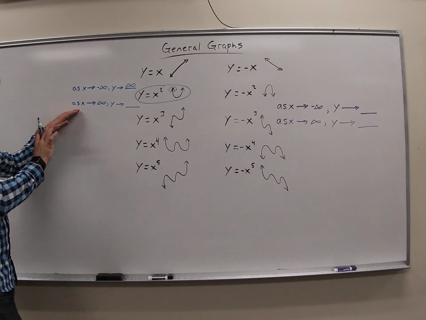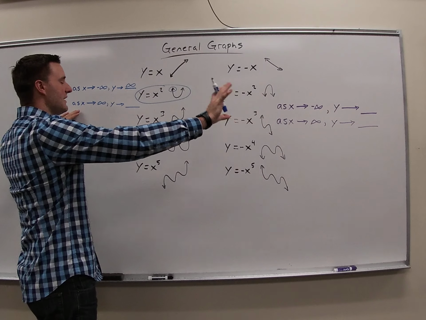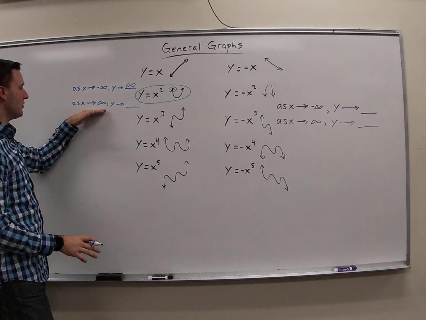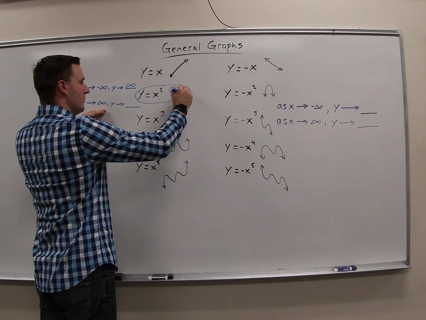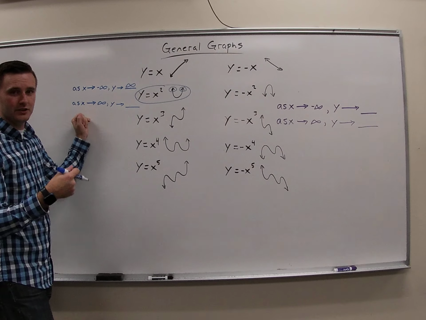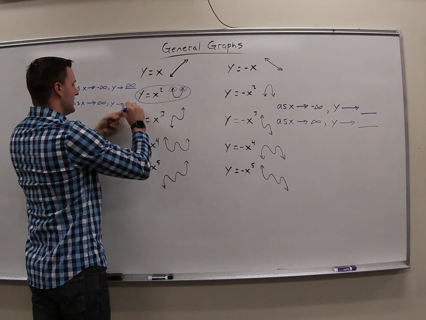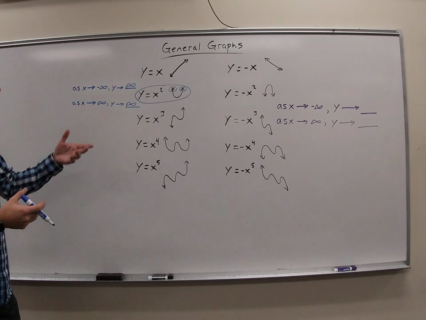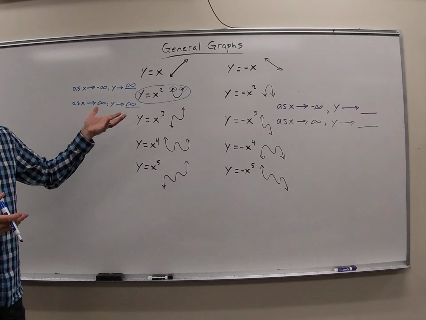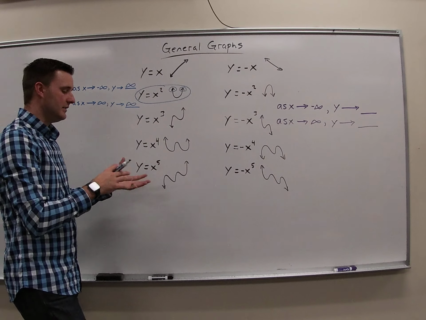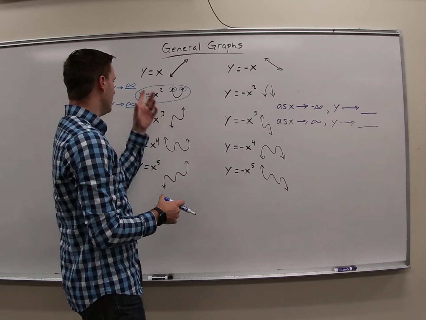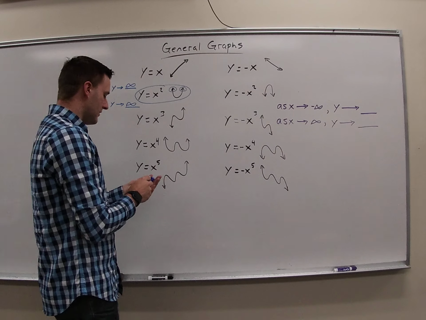Now, what about as x moves to the right? As x goes to the right forever and ever, as x approaches positive infinity, what is the rightmost arrow doing? The rightmost arrow is also pointing up, so also positive infinity. So sometimes you can have both positive infinities, both negative infinities, or one of each. You can have one positive, one negative. And we see that over here.